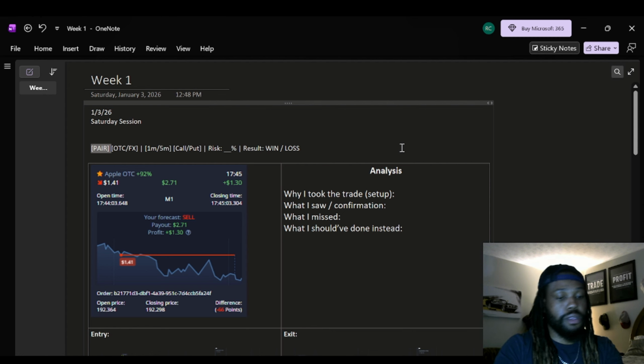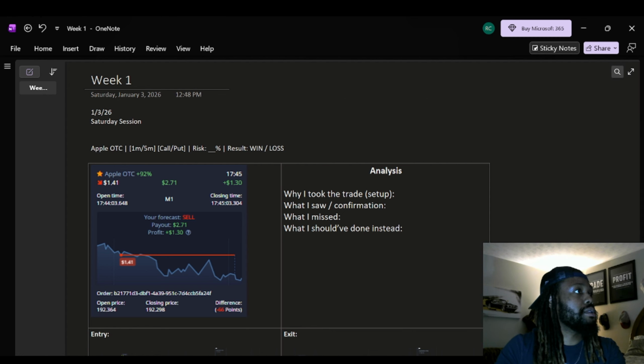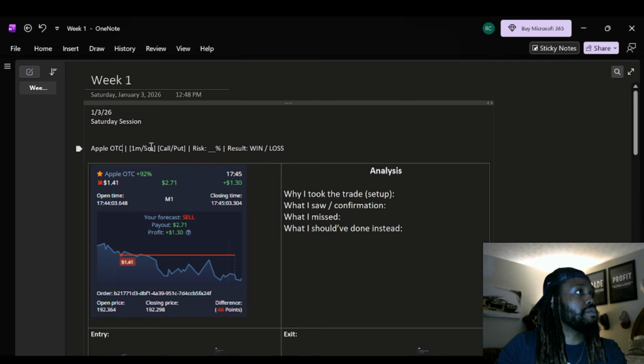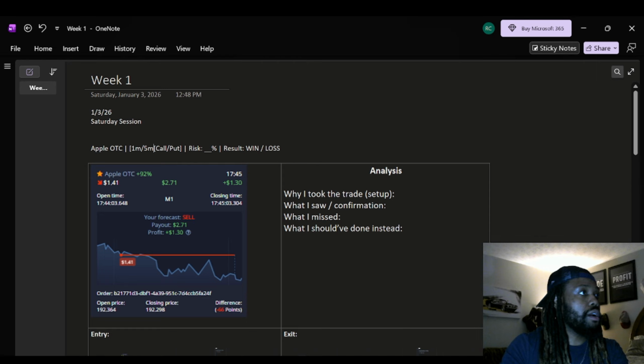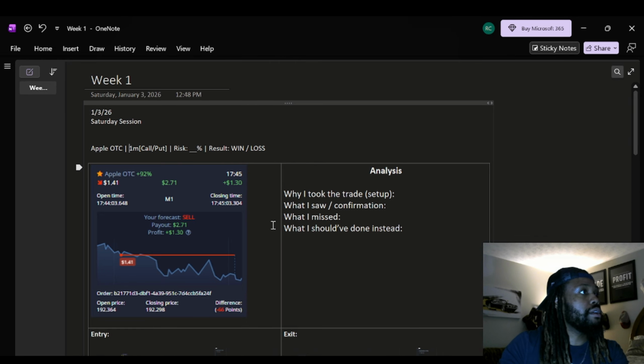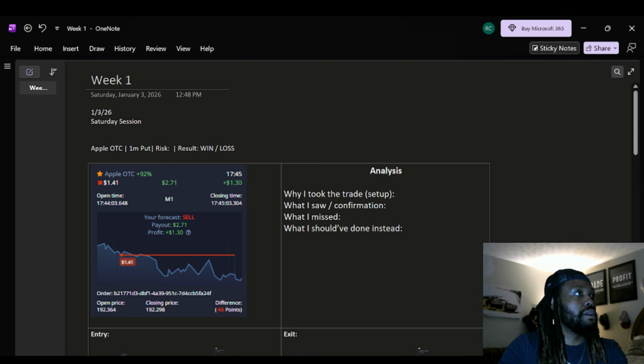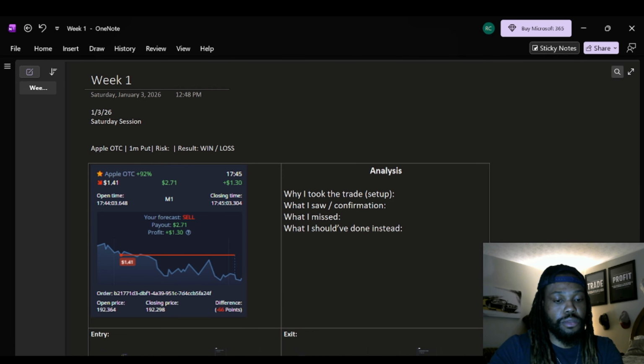So I'm gonna put Apple OTC, and it was a 1 minute expiry. It was a 1 minute put. I risk, I'm not gonna do percent. I risked what? $1.41. Was that my risk?